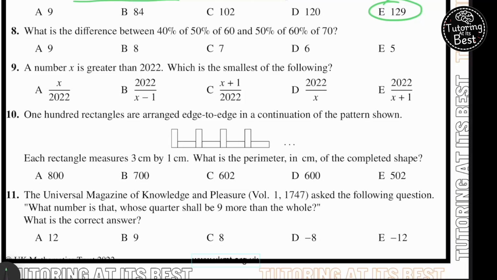What is the difference between 40% of 50% of 60 and 50% of 60% of 70? Well, this is very interesting. If we calculate 40% of 50% of 60, that essentially means 50% of 60, which is 30, and 40% of 30, which is 12. And now again, if we get 60% of 70, which is 42, and 50% of that, that is 21. So with that being said, the difference is 21 take away 12, which is 9, and A is our answer.